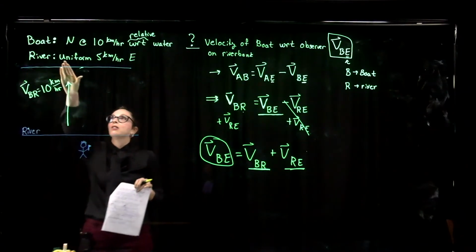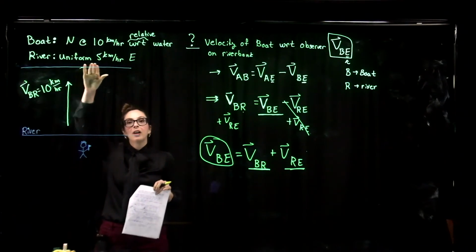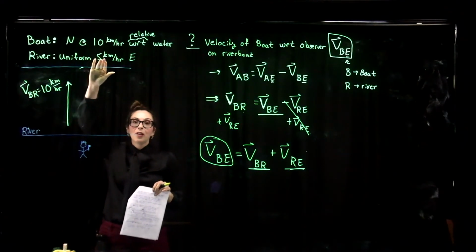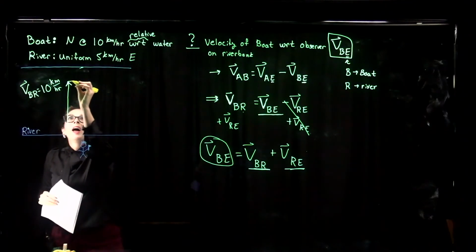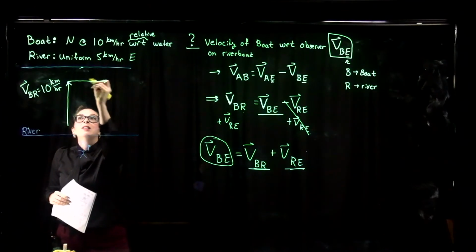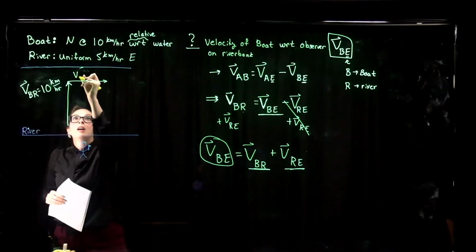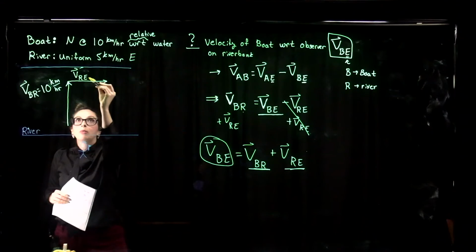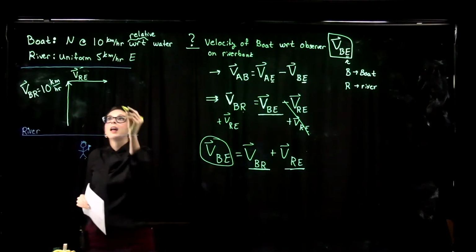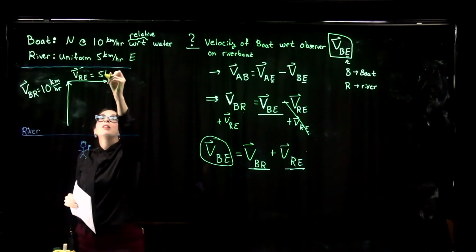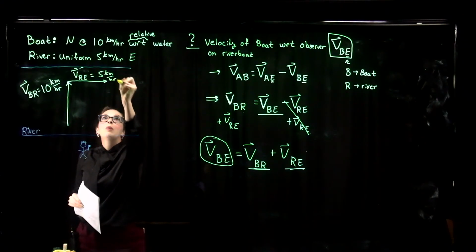And that's the fact here that our river has this uniform flow of 5 kilometers per hour to the east. So I'm going to add that vector on right here. So this is vector V sub RE, the velocity of our river with respect to our stationary observer here, okay? And that we know to be 5 kilometers per hour.